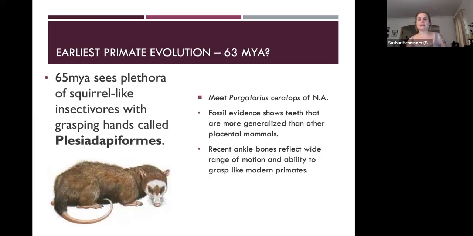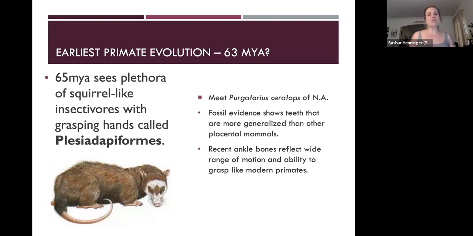Now, no primates are known to have existed during this time, but we do think that the ancestor to all living primates would likely have been existing during this time. And the consensus among paleoanthropologists is that primates evolved from a group of rodent-like insectivores or squirrel-like insectivores that existed during the Paleocene called plesiadiformes.